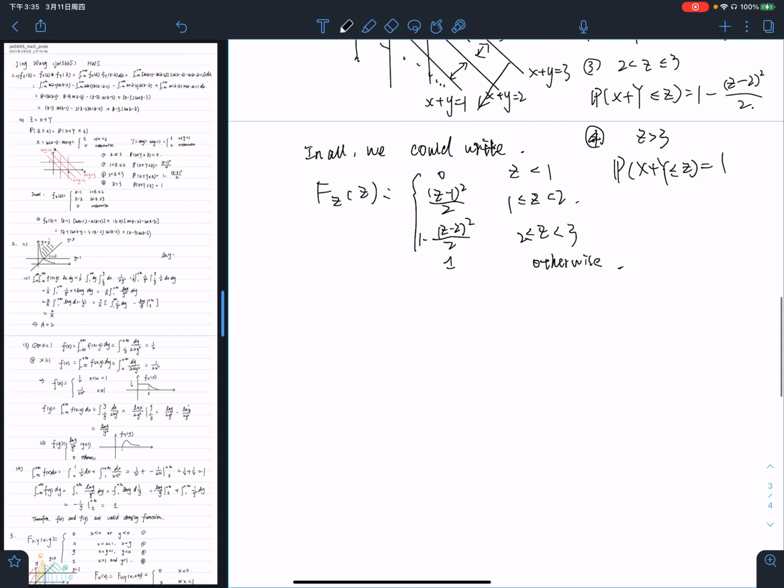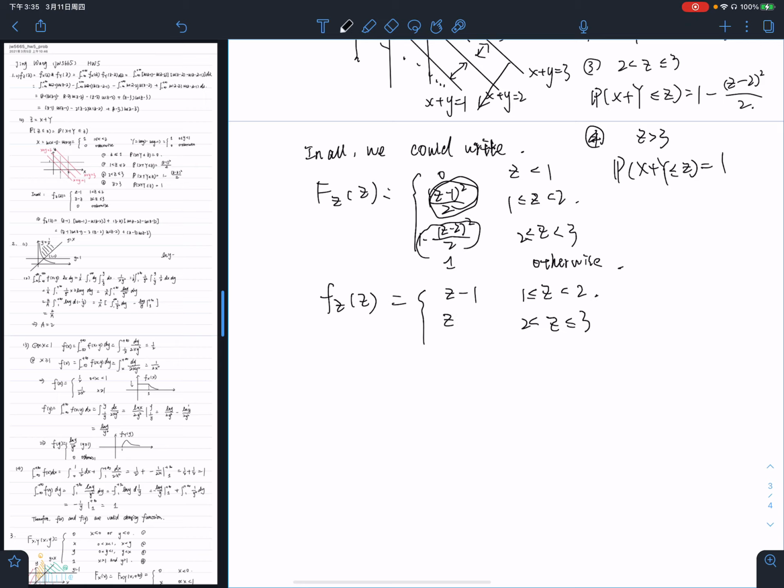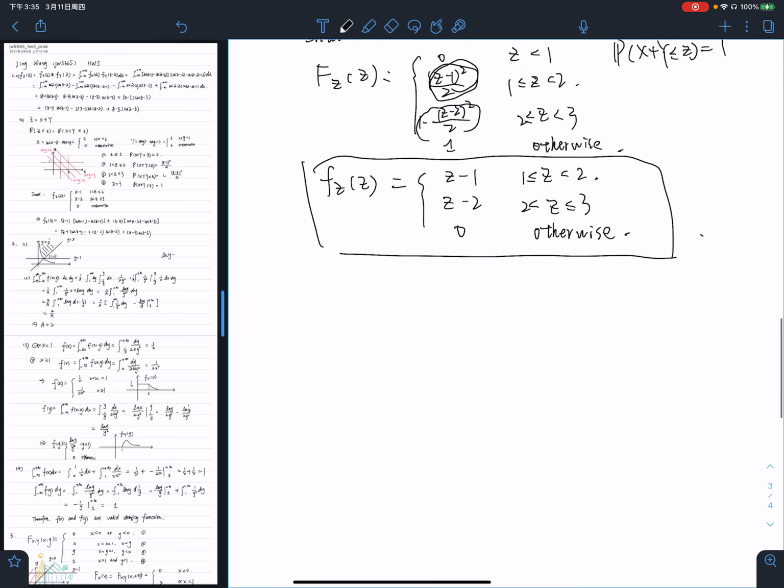Then we can compute the PDF from the CDF using the derivative. Therefore, if z is larger than 1 and smaller than 2, the derivative of this square function is z minus 1. If z is larger than 2 and smaller than 3, the derivative of this part is z minus 2, and it is 0 otherwise. Now we have the density function.